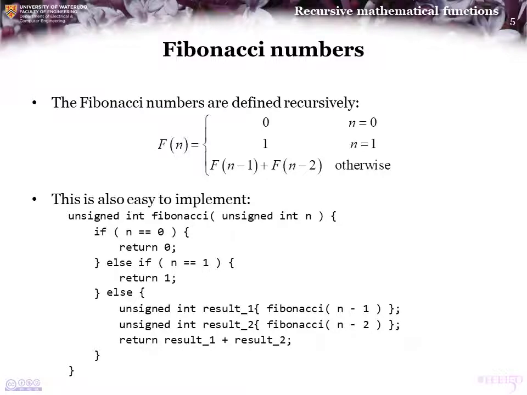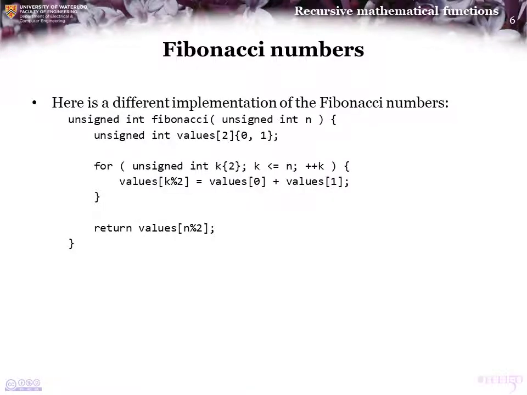All right, not so different from the binomial coefficients. And as with the binomial coefficients, we could have replaced the recursive case with a single return statement that calculates the two previous values. All right, so this is a recursive implementation of the Fibonacci numbers.